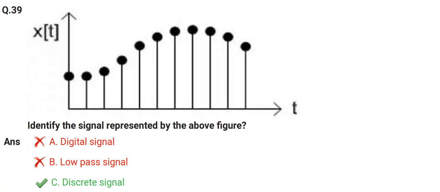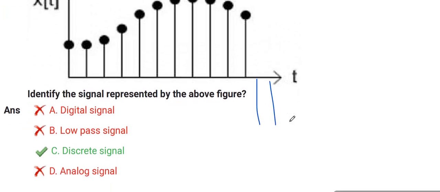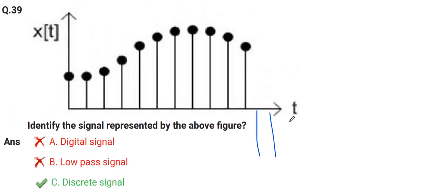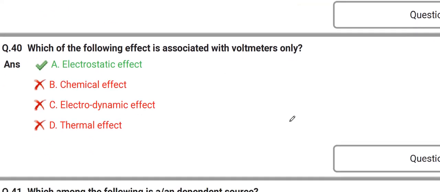Identify the signal represented by the above figure. So this is a discrete signal. Okay, so it can be shown on the positive side also and the negative side also. Okay, so this is a symbol representation of the discrete signal.